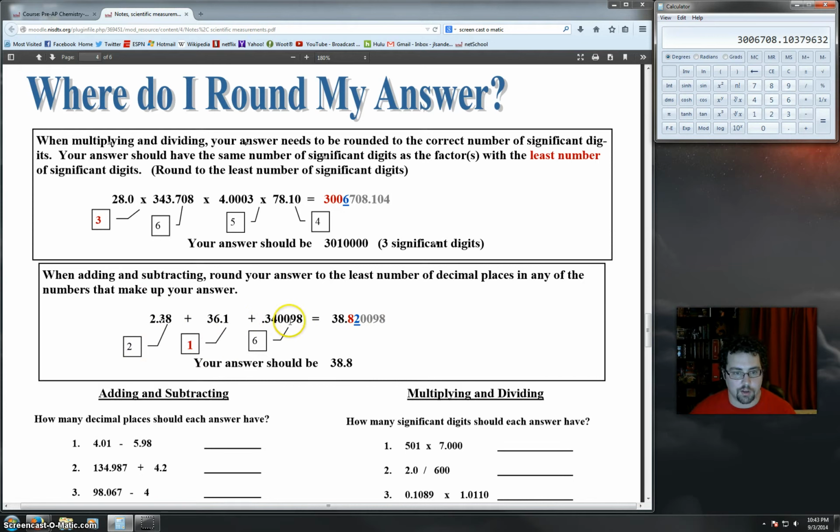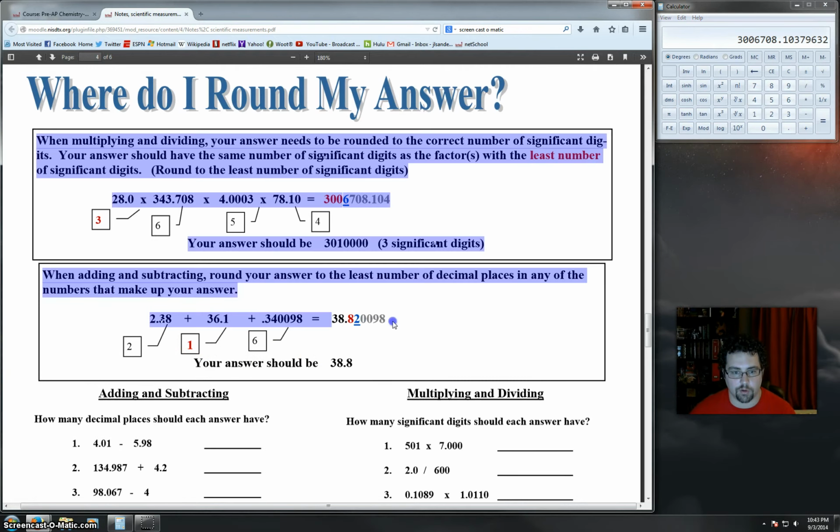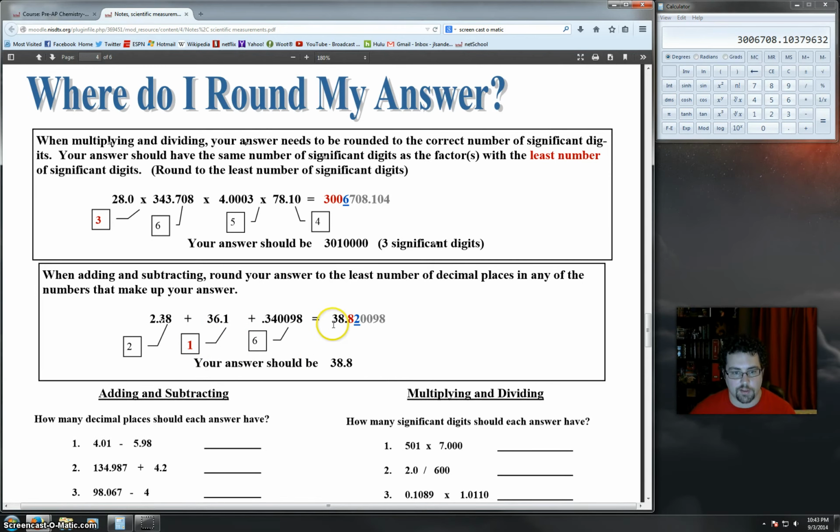0.340098 is going to be 6 decimal places. So the least decimal places is 1, which means my answer has to be 1. So I get this big number if I put it in the calculator, and that's 38.820098. I'm only going to the first decimal place, so it's going to be 38.8. I look at the 2 just to make sure it's not going to round. The 2 is below 5, so it's not going to round up. So my answer should, in this case, be 38.8.